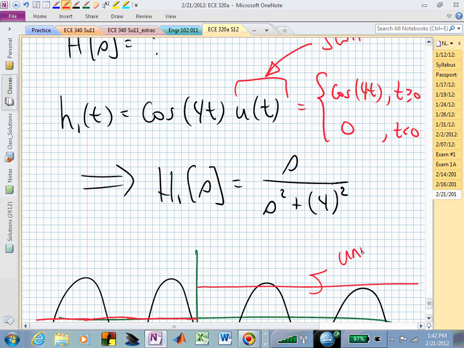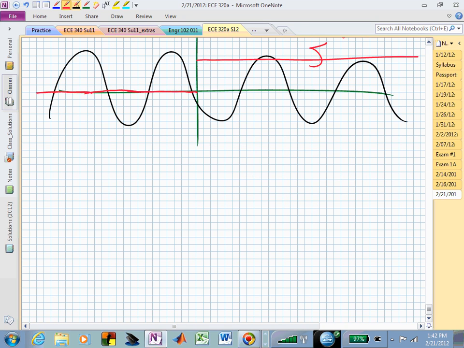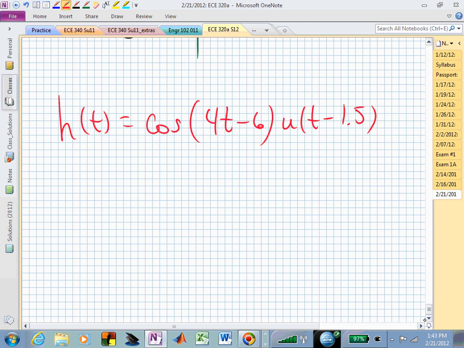This is now our unit step. Is that clear what that's doing, multiplying a waveform by a unit step? Now what did we have? We had an h of t that was, where was it? Cosine of 4t minus 6 times u of t minus 1.5. Well, what that's saying is this is only going to be non-zero for values of t greater than 1.5. And I judiciously selected the delay, because what we really need to do is factor out that 4 from both terms in the argument of our cosine waveform.